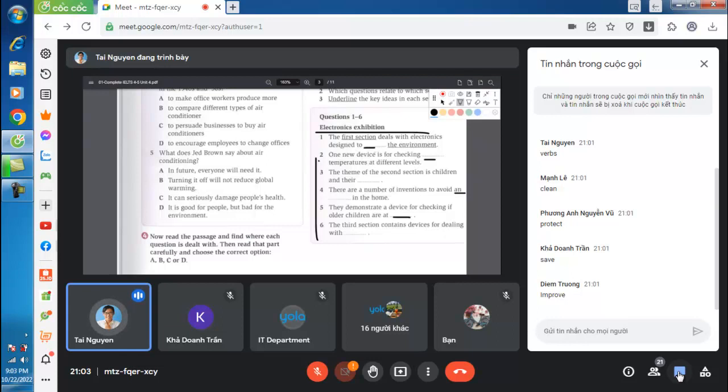There are a number of inventions to avoid an... So the noun that starts with a vowel. Okay? Number 5, Jan. Noun. A place. A place, yeah. At work, at home, right? Demonstrate by checking if older children are at. Yeah. Where?